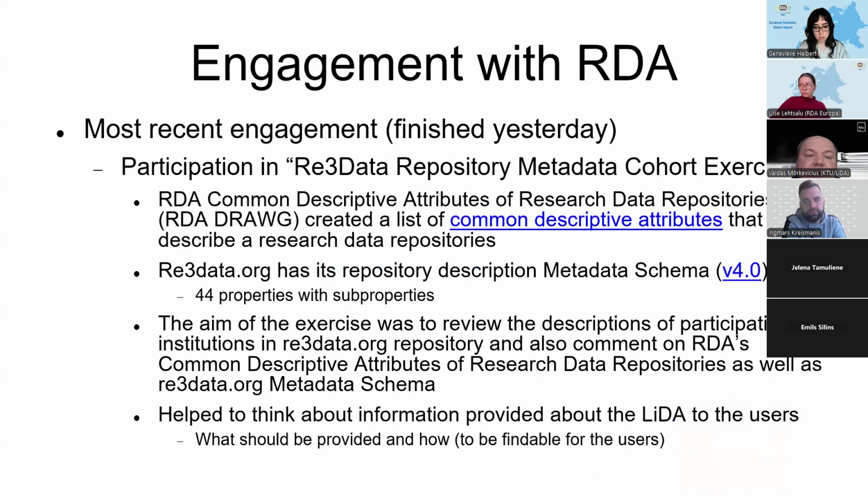Next slide, please. So RDA worked with re3data.org, which is an actual repository which contains more than 3,000 descriptions of repositories all around the world. And they have their own metadata scheme with 44 properties and sub-properties, which they want to align with the RDA recommendation, right? So our task was to look into how well this works, right? How good is the metadata scheme of re3data.org? How well described are the attributes for research data repositories in the RDA document? And we provided some feedback.